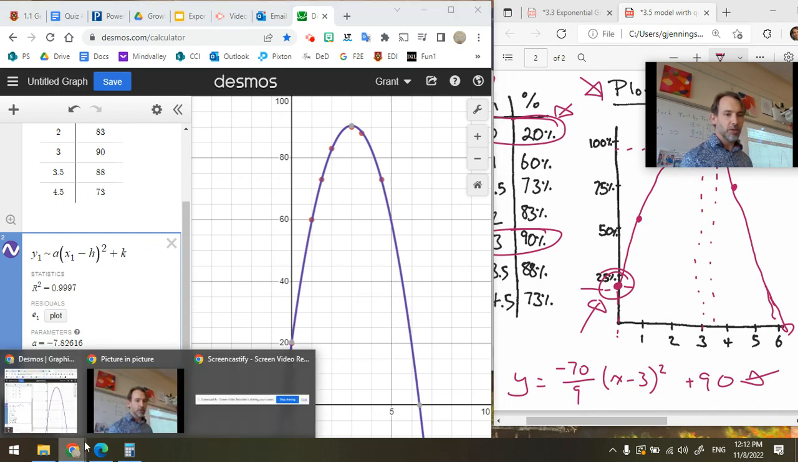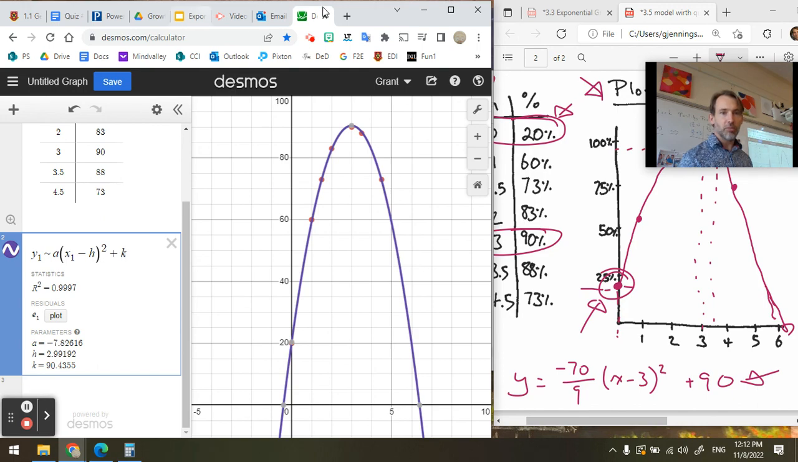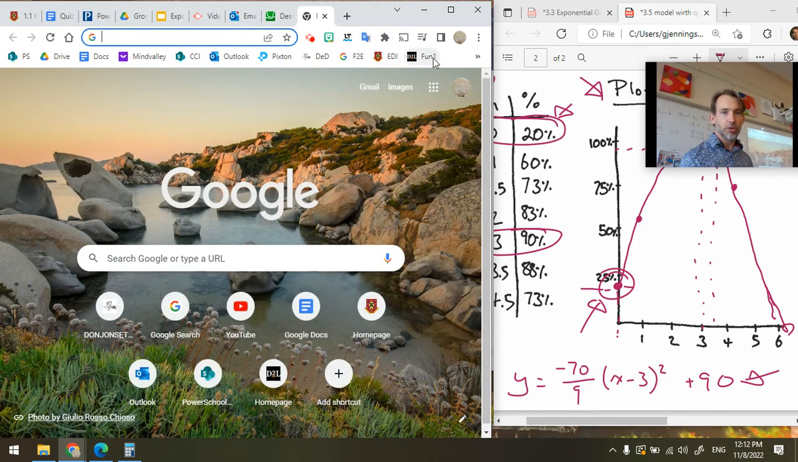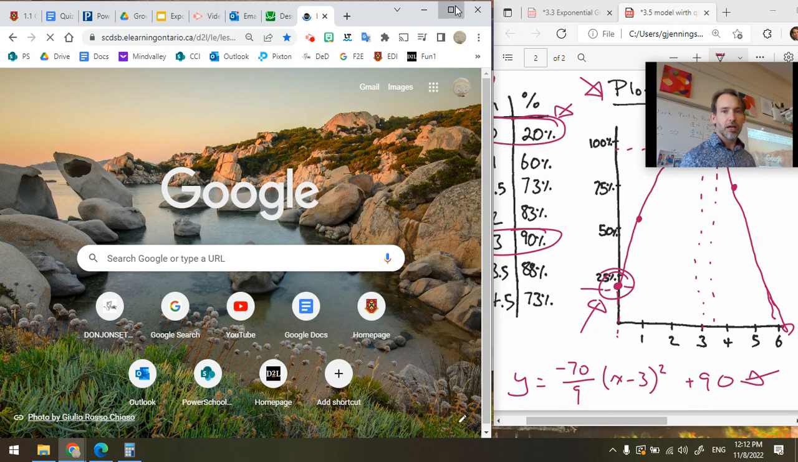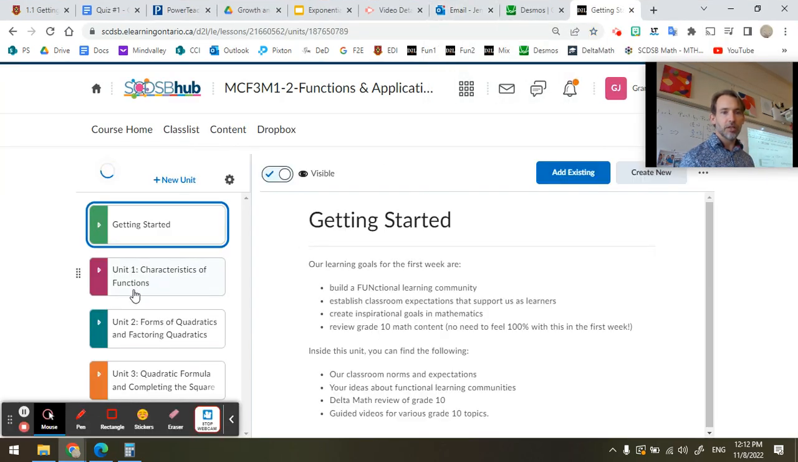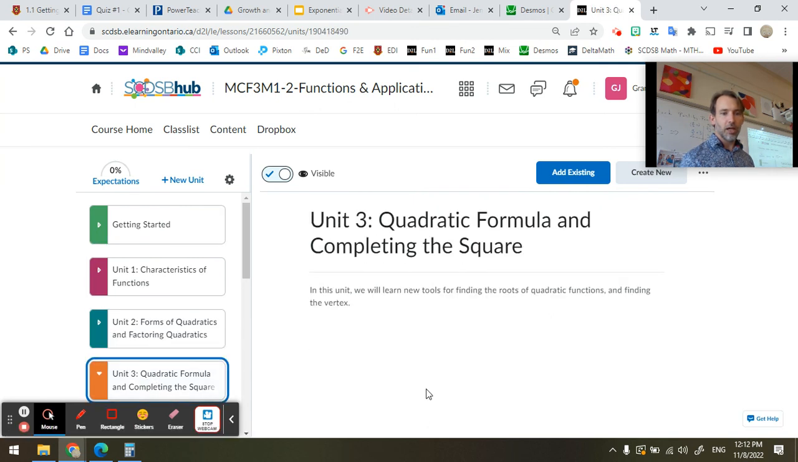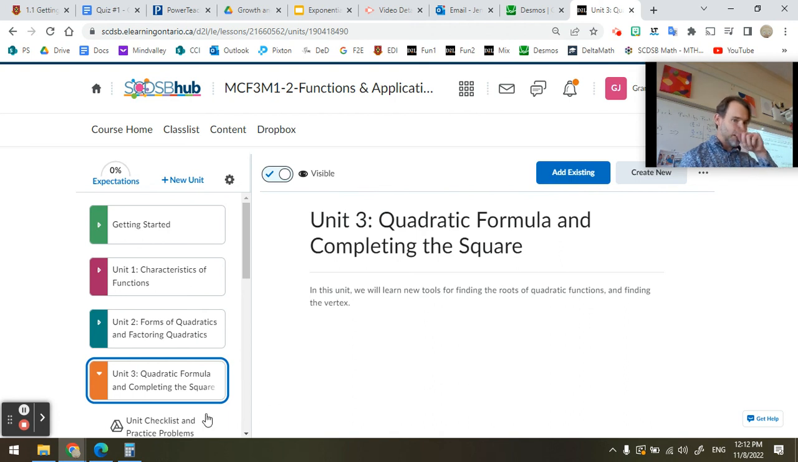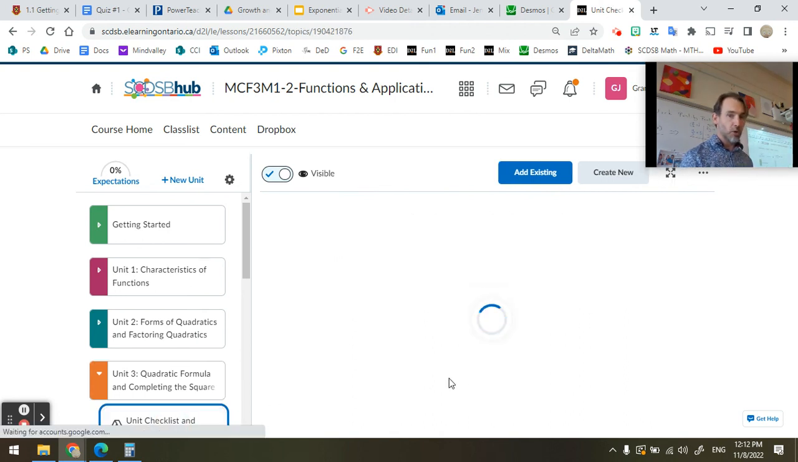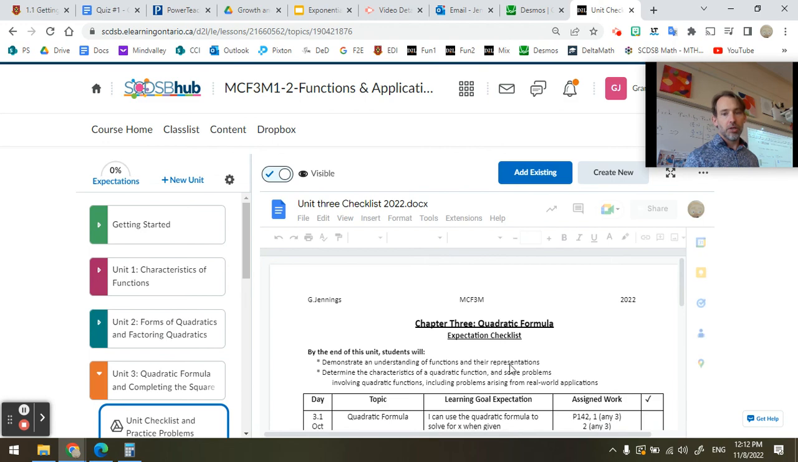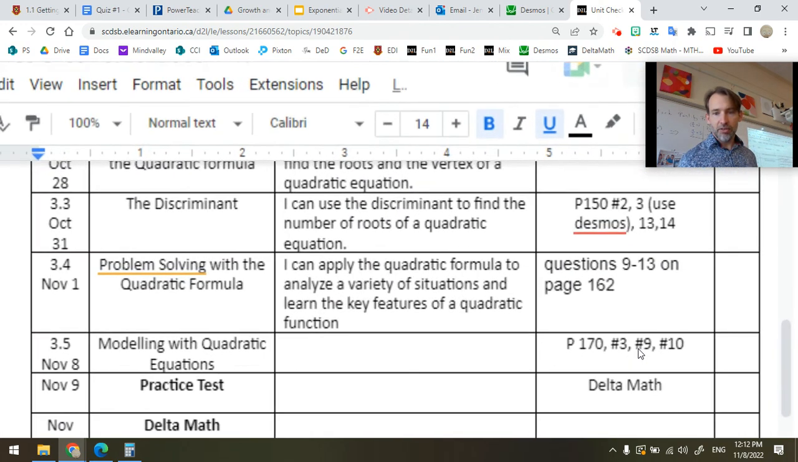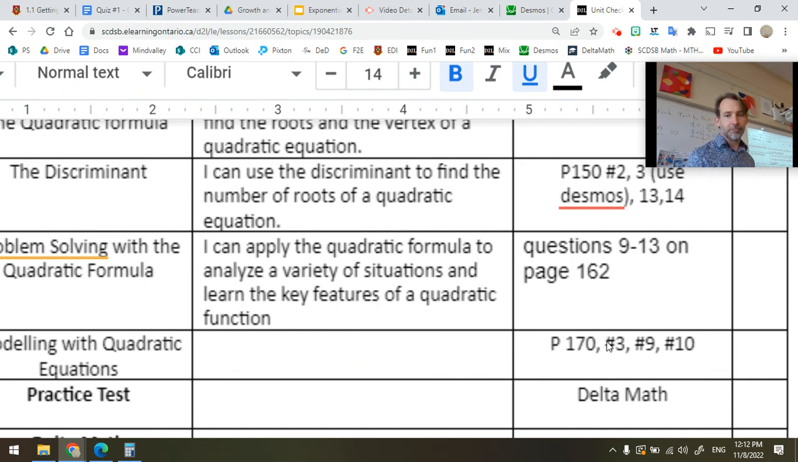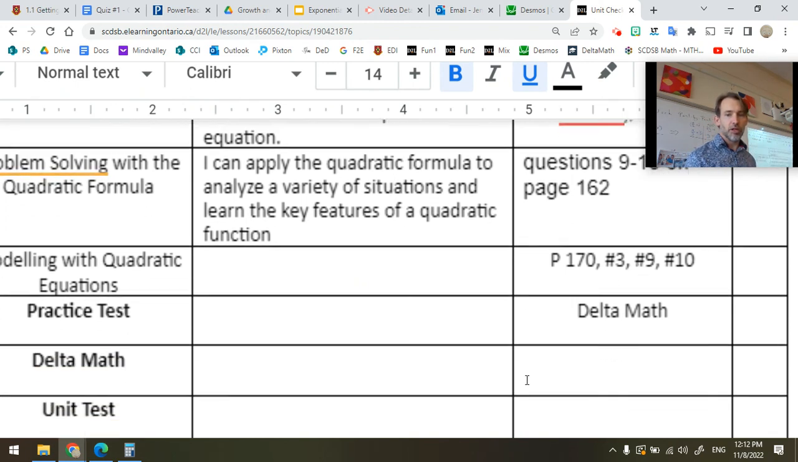Practice problems, you can hit me up by email. Practice problems for this, you're going to find them. I'll show you in here. Here is our class. I will need to log in. No, I don't. Here is our unit outline. I only recommend 3 practice problems today, and I would recommend using Desmos to work with them in the way I showed you. They're down here at page 170, number 3, number 9, number 10. So I'll freeze the screen on there.